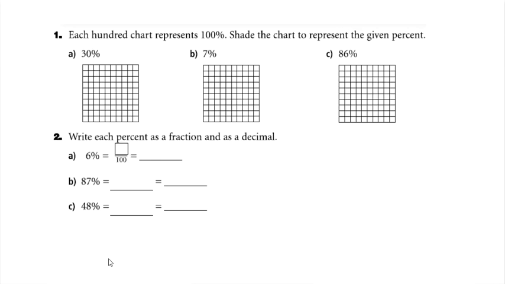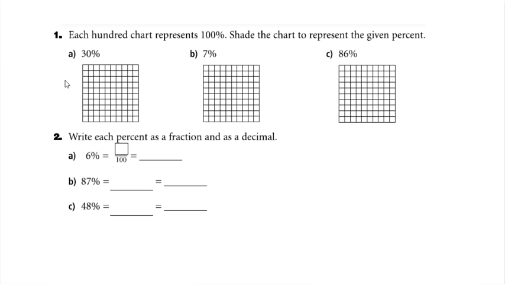well, if we look at it, we can see that it is 1, 2, 3, 4, 5, 6, 7, 8, 9, 10 going this way, and 1, 2, 3, 4, 5, 6, 7, 8, 9, 10 going the other way. So if it's a 10 by 10, 10 times 10 gives us 100. So that means that this whole square represents 100 and each little square represents 1%. So for shading in 30%, we just need to shade in 30 squares.